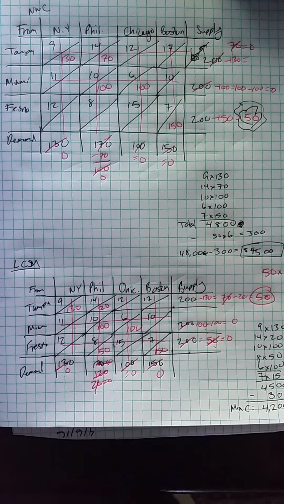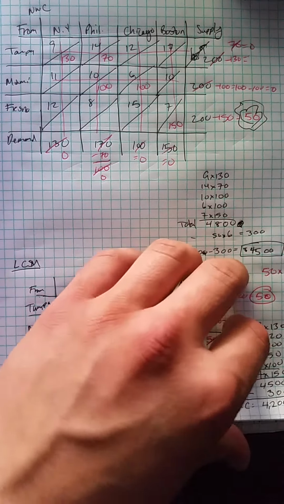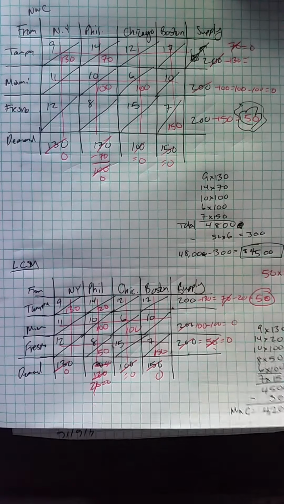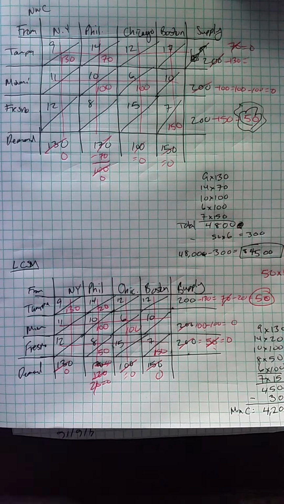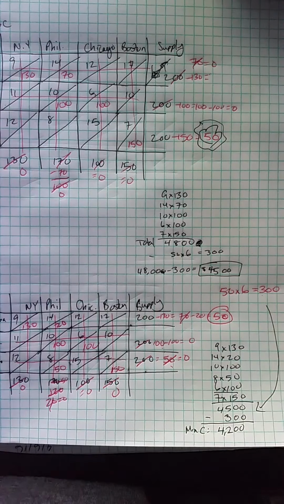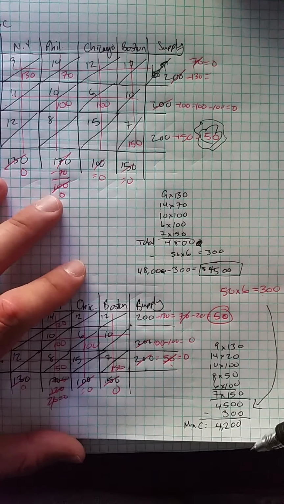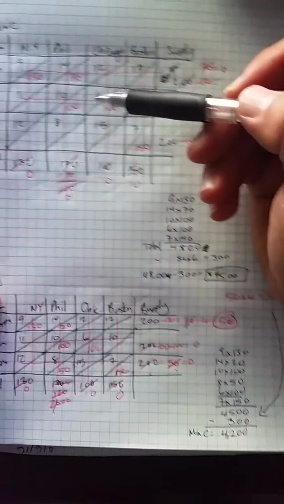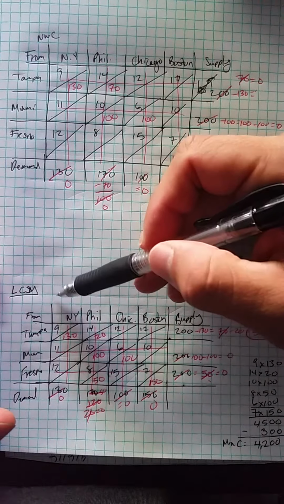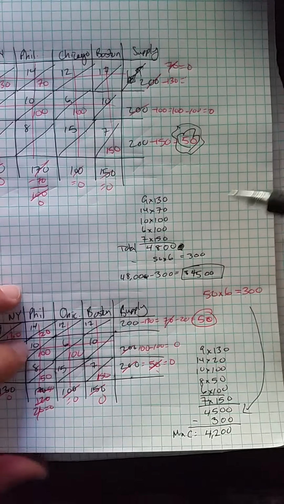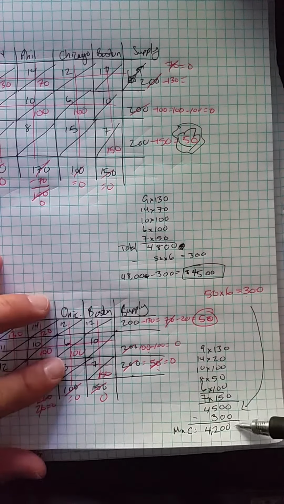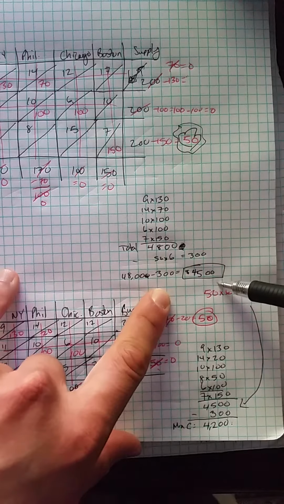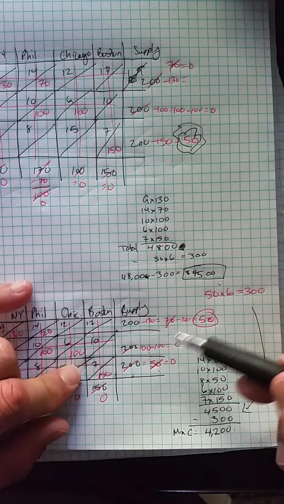Alright guys, hopefully this helped. This is the first section for the review that he went over, and hopefully I was able to clarify this section for you guys for the northwestern corner and for the least cost method. As you can see, this is a minimum cost 4,200, 4,500. So the best option obviously is going to be this one.